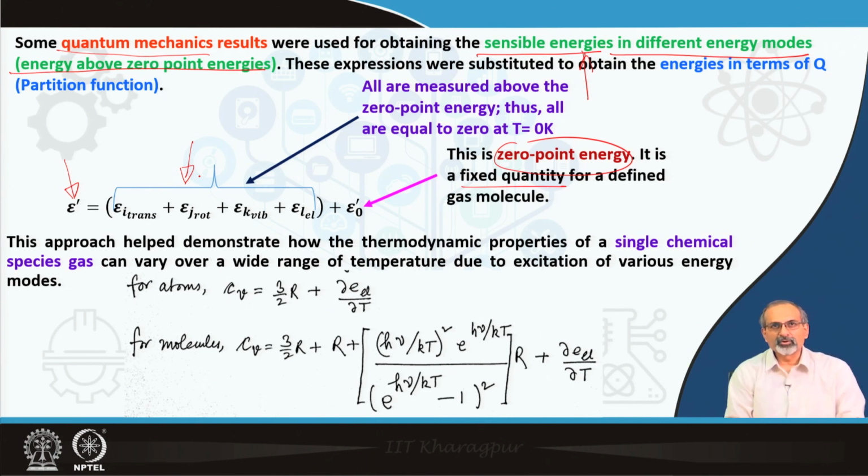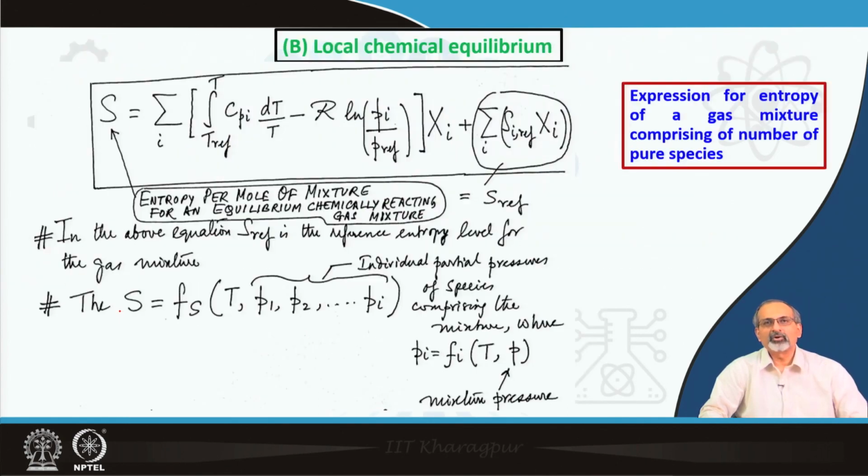And with this approach, we were able to demonstrate how the thermodynamic properties of a single chemical species gas can vary as a function of temperature. Now, when we talk about equilibrium of a gas mixture, of course, all this has to be translated into the mixture plane, where a number of chemical species exist. So, in this week we will try to understand how the properties of such a gas mixture can be worked out.